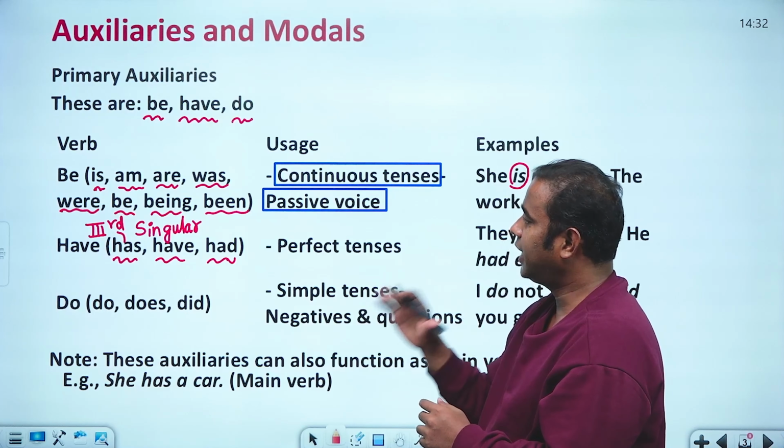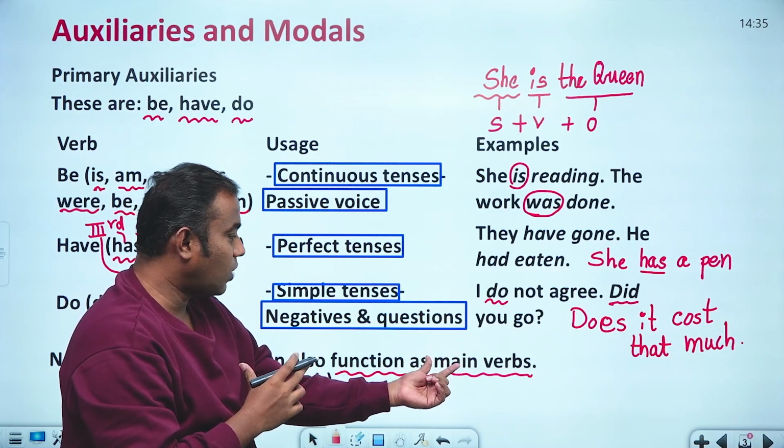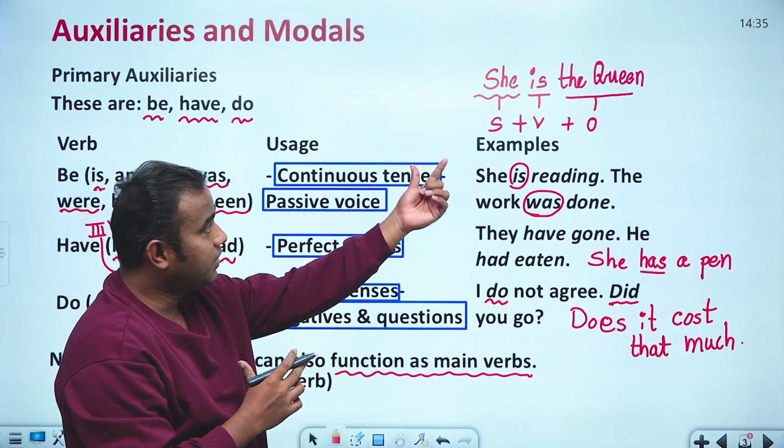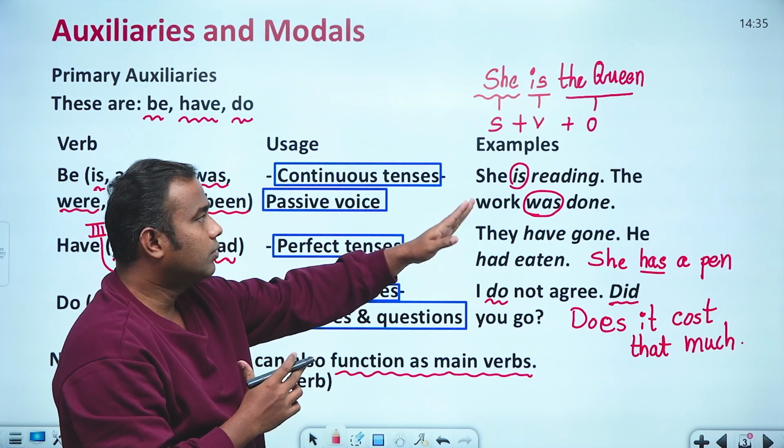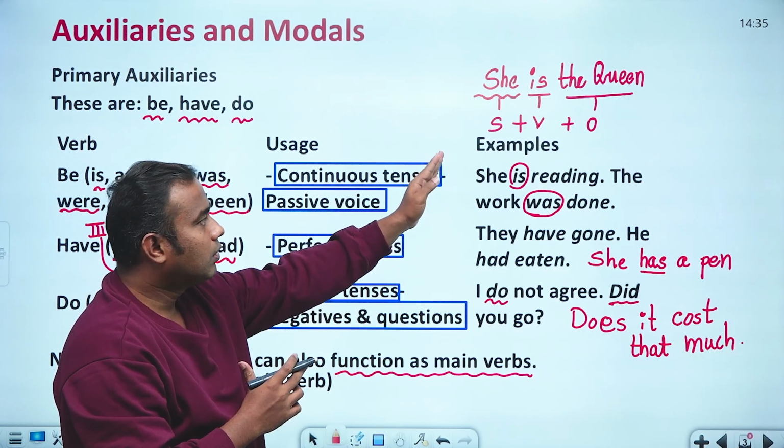So what happened here? The main verb here. You are actually stating what the state of that respective subject is. So the state of the subject is queen here. So the auxiliary verb is basically acting like a main verb itself. So that's one variety.